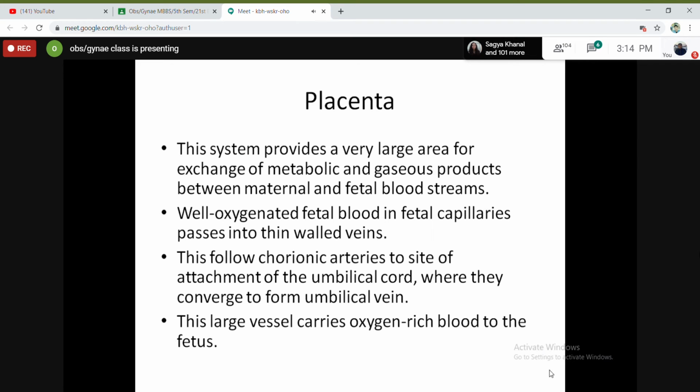The oxygenated fetal blood in the fetal capillaries passes into the umbilical vein, and the deoxygenated blood goes out of the fetus through the umbilical artery to the placenta.